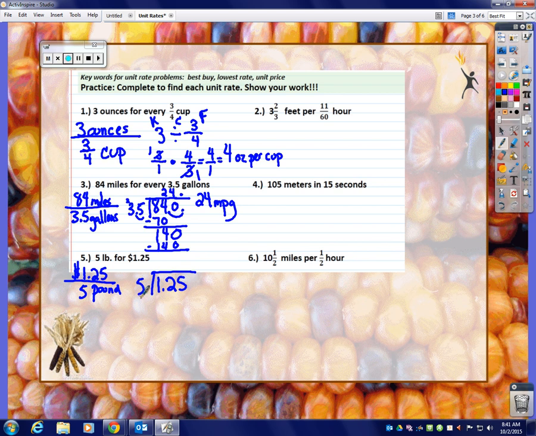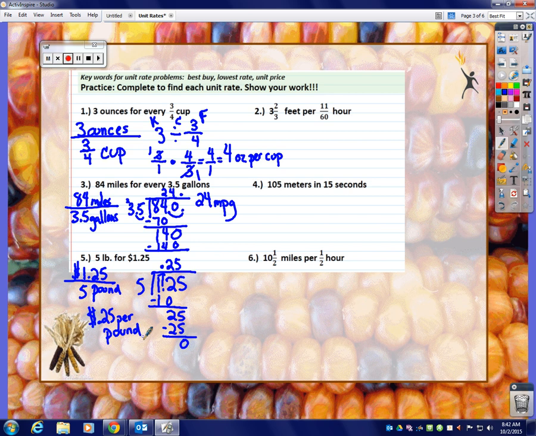I'm going to go in there 5 times. Don't forget to bring the decimal on the roof. 5 can go into 12 2 times. 5 times 2 is 10. I subtract. 5 can go into 25 5 times. And I get 25 cents per pound. So you can write it 25 cents per 1 pound.